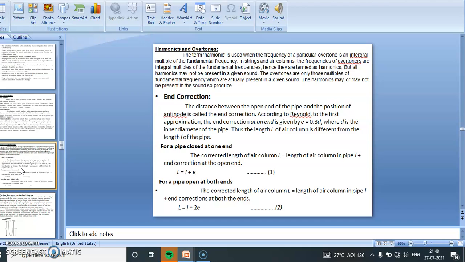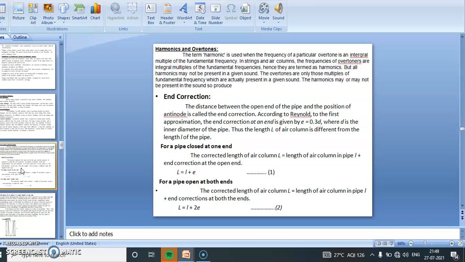The term harmonic is used when the frequency of a particular overtone is an integral multiple of the fundamental frequency. In a string and air column, the frequencies of overtones are integral multiples of the fundamental frequency, hence they are termed harmonics. But all the harmonics may not be present in a given sound, while the overtones are only those multiples of the fundamental frequency which are actually present in a given sound. The harmonic may or may not be present in the sound so produced.